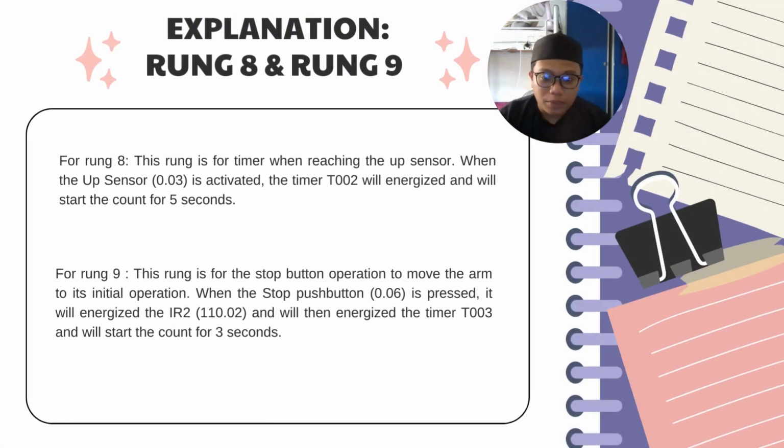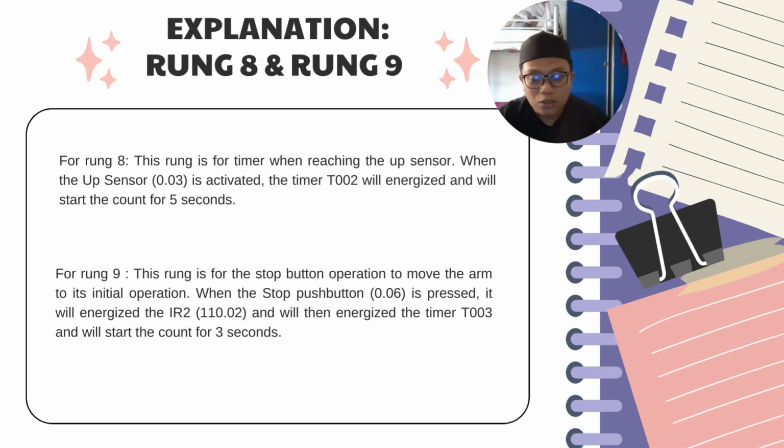Lastly, the explanation for the CX programmer. Now it's the explanation for rank 8 and also rank 9. For rank 8, this rank is for the timer when reaching the up sensor. So when the up sensor, which is 0.03, is activated, the timer T002 will energize and will start the count for 5 seconds. For rank 9, this rank is for the stop button operation, which is to move the arm to its initial position.